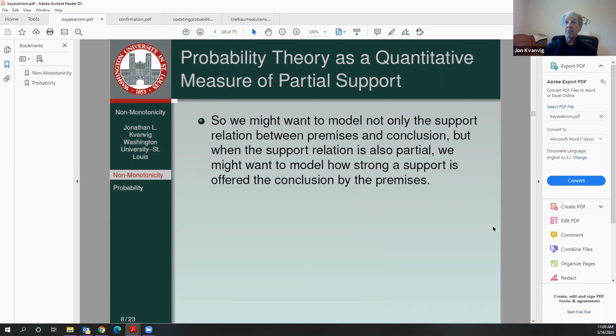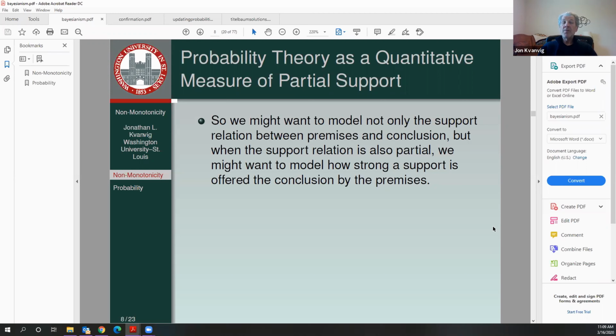So we might want to model not only the support relation between premises and conclusions, but when the support relation is partial, we might also want to model how strong a support is offered to the conclusion by the premises. So if you're just dealing with monotonic logics, you start with P and your only question is whether it's possible for Q to be false while P is true.